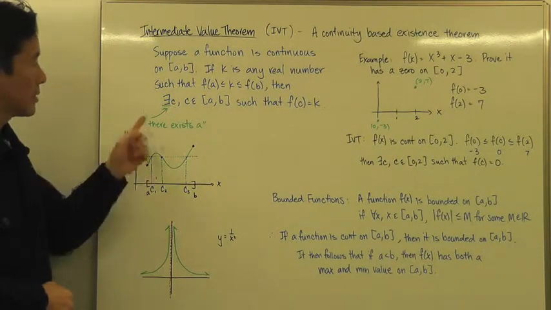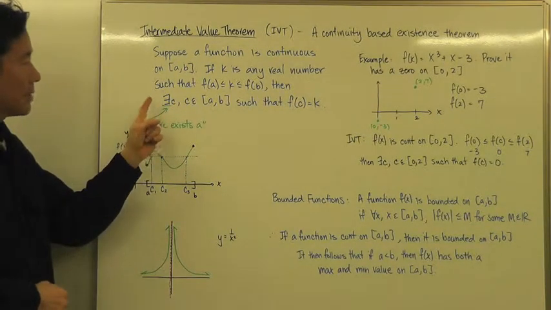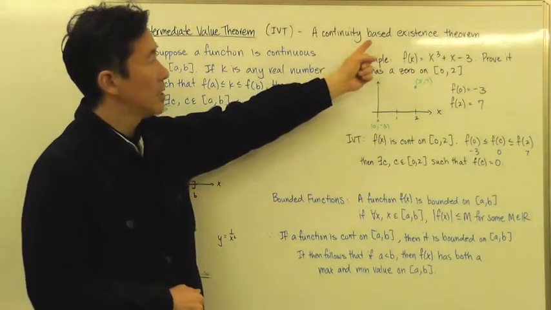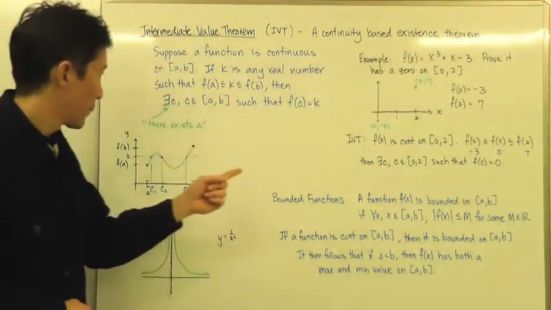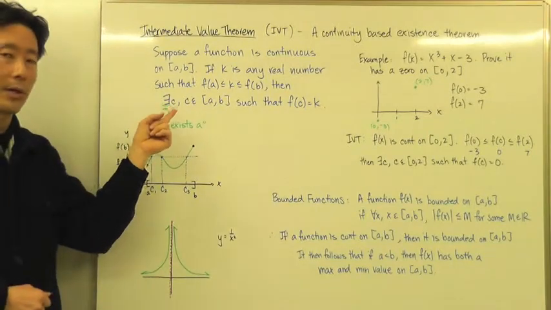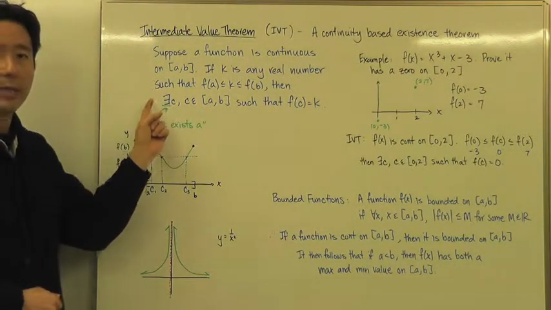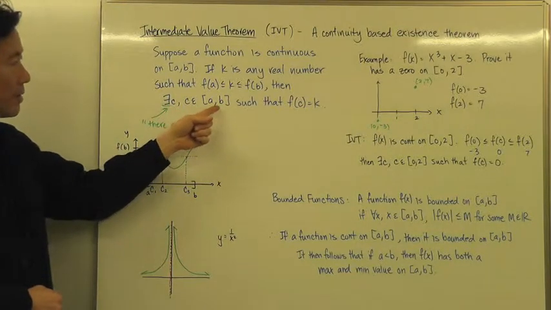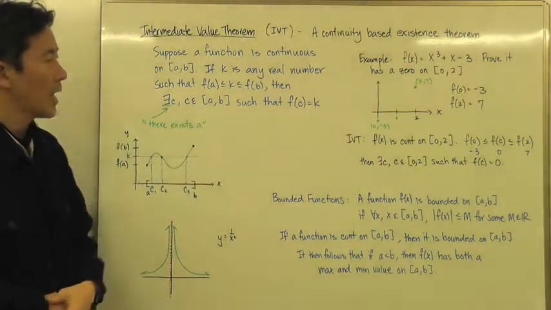And then it says that there's going to exist a value c, and this is why we're going to be calling the IVT a continuity-based existence theorem. We're not looking for any particular value, but we want to show that there's something that exists. And there exists a c on AB, the closed interval AB, such that f of c is equal to k.